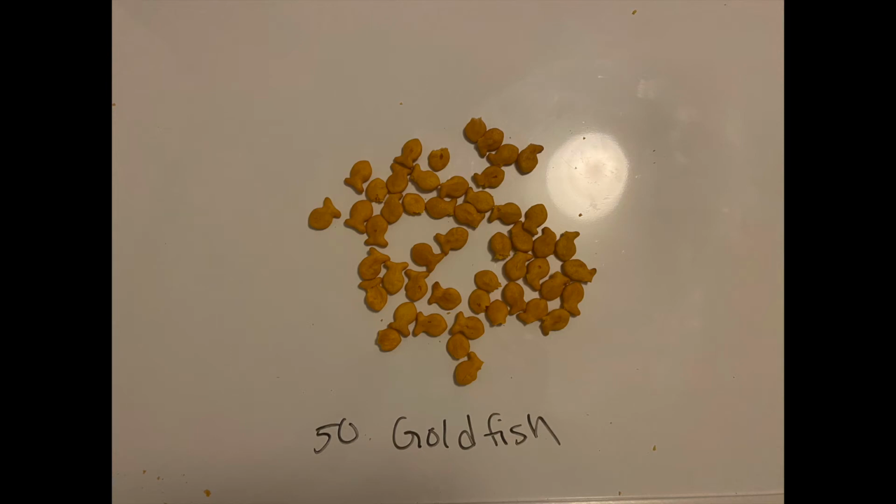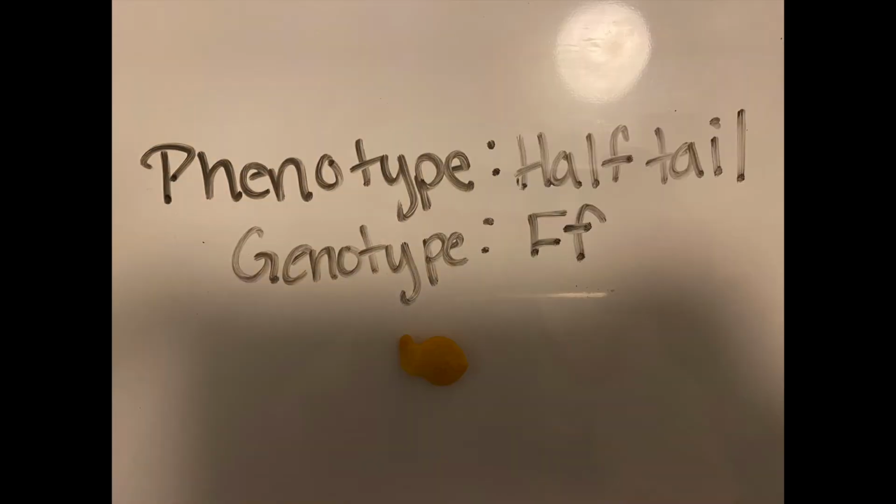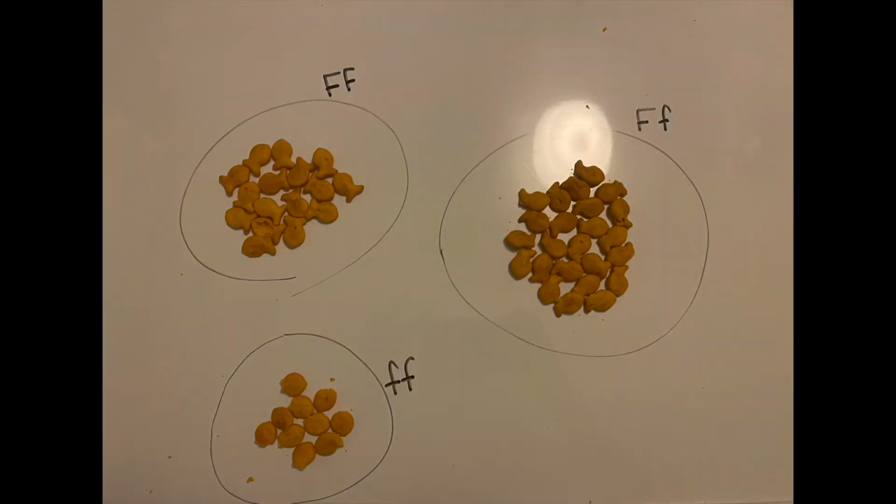There is a population of 50 goldfish in Hardy-Weinberg equilibrium. There are 3 phenotypes and 3 genotypes. The dominant homozygous genotype has a phenotype of a full tail. The heterozygous genotype has a phenotype of a half tail. And the homozygous recessive genotype has the phenotype of no tail. All 3 are seen in our population of goldfish.